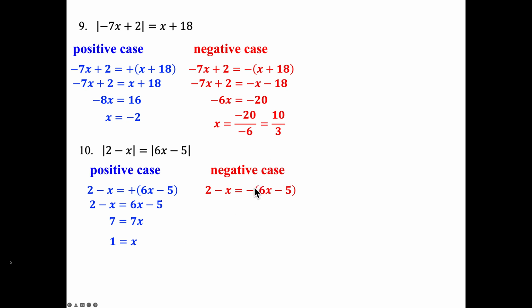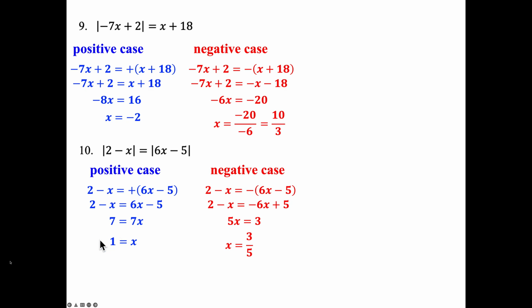Distribute this negative, so that's going to be minus 6x plus 5. Again, I'm going to keep my x term positive, so I'm going to add 6x to the negative x, makes it 5x. And then I'm going to subtract the 2 from the left over to the right, so that's 5 minus 2 is 3. Divide by 5, I get 3/5.